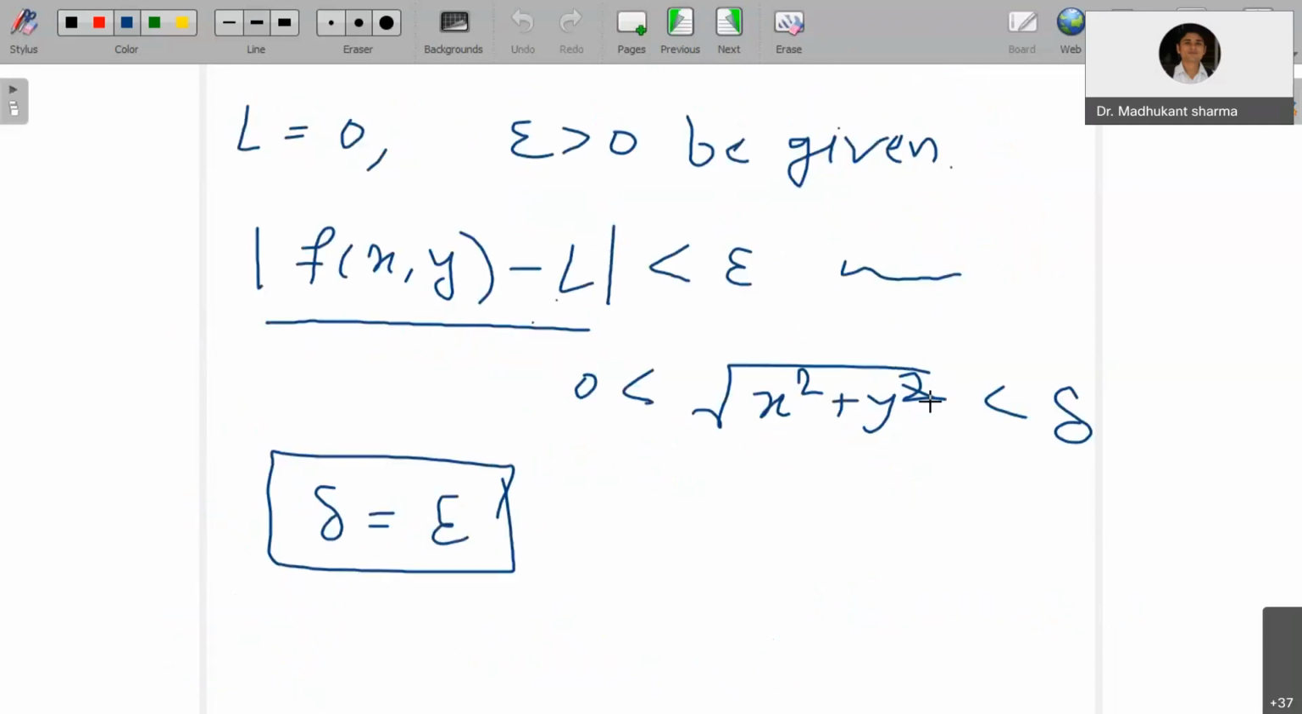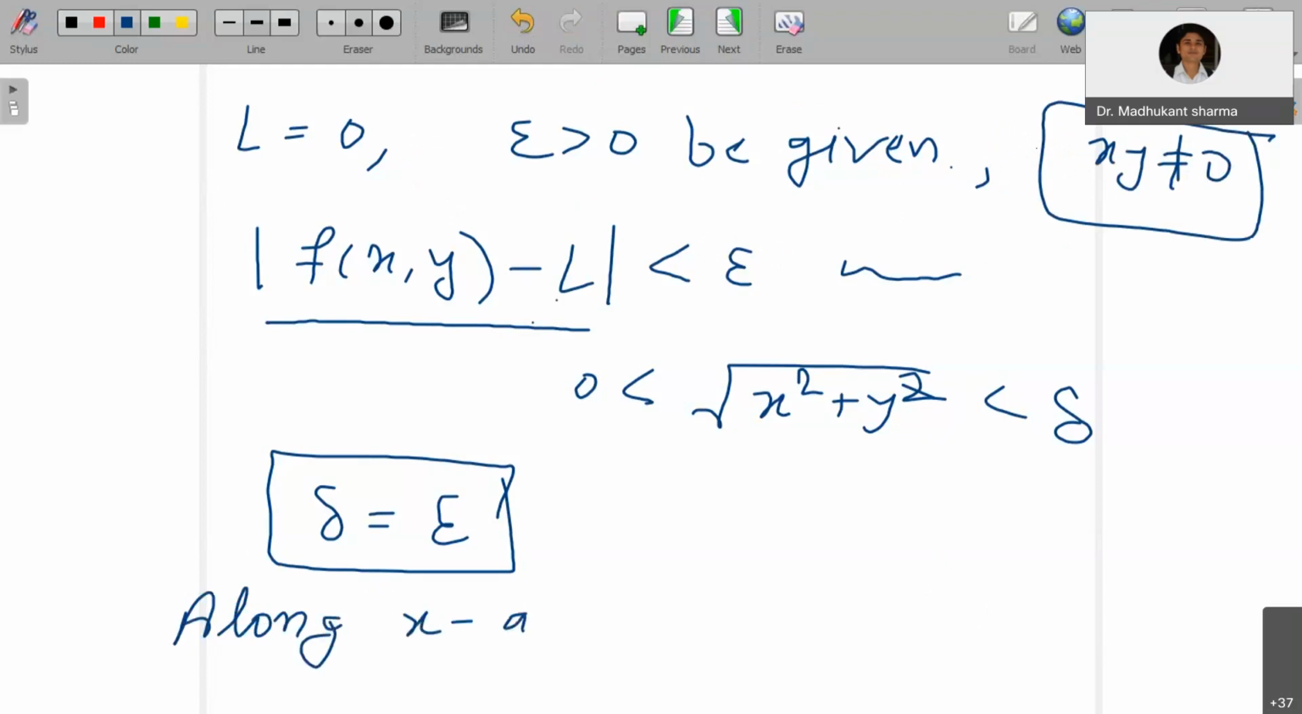What we have observed now is this: whenever x into y is non-zero, I have discussed this case. Now what I observe from the example is that along the x-axis, I found that this limit does not exist even, right? So along the x-axis, what is the value of f? f of x comma y is 1. Along the x-axis, the value of f of xy is 1. Why? Because y is 0 and it will satisfy the condition x into y is 0.